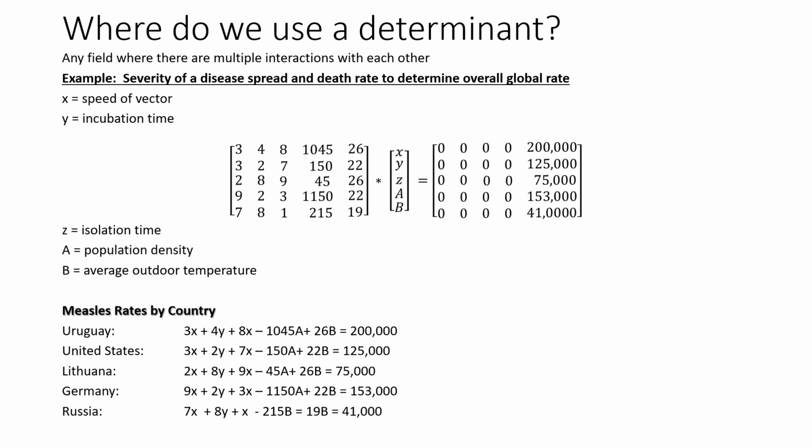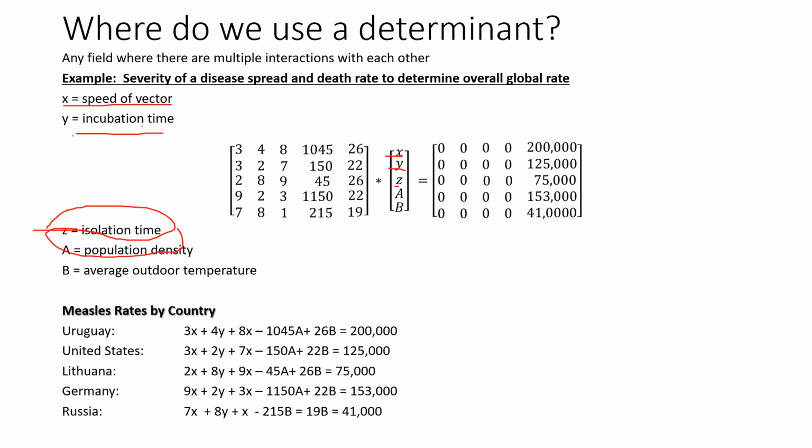An example here, because I came from the medical world, as you all know, is the severity of disease spread, and nothing to do with epidemics, pandemics, or death rate, to determine the overall global rate. And we could have several variables here. The vector, speed of the vector, and that's the vector in terms of the germ. What is it? Let's say it was salmonella or some bacteria or some virus. How long is the incubation time? That's another variable. I've got those right here. The isolation time, how long it sits before you start getting the symptoms, at Z.